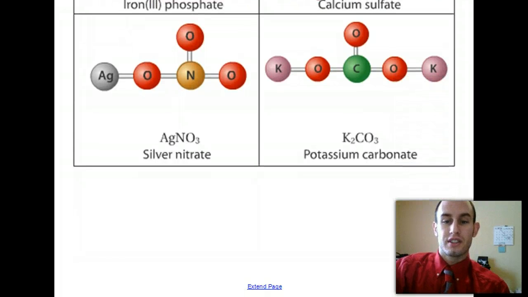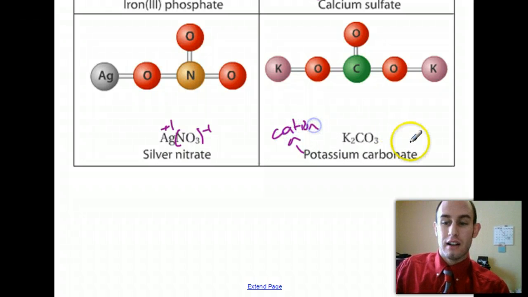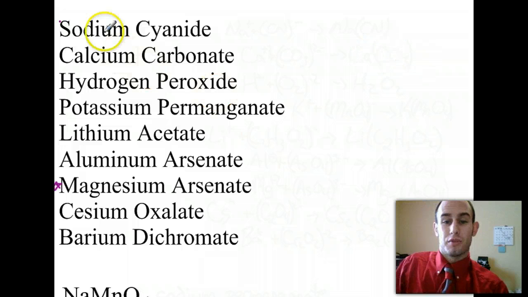You want to look here at silver nitrate. Again, silver, in this case, I know silver is a +1 charge because my nitrate is -1. They have to balance. And potassium carbonate. To name these, all you do is you take your cation and it stays the same. So that's my cation. And your polyatomic here, you just write your polyatomic's name. So let's look at some examples here.